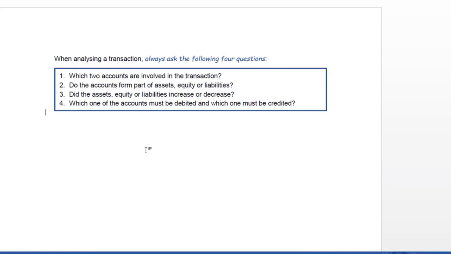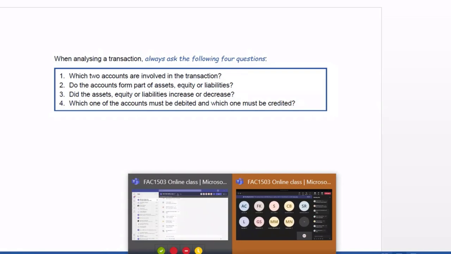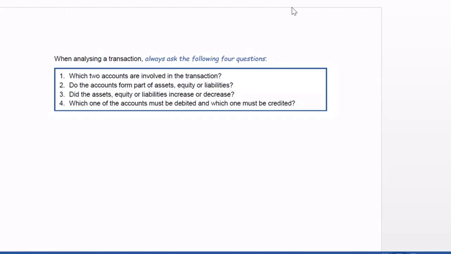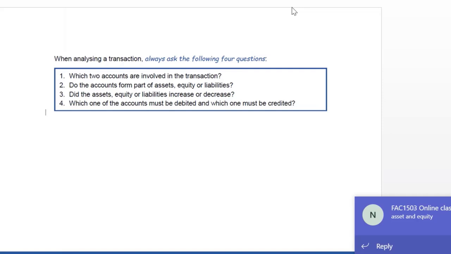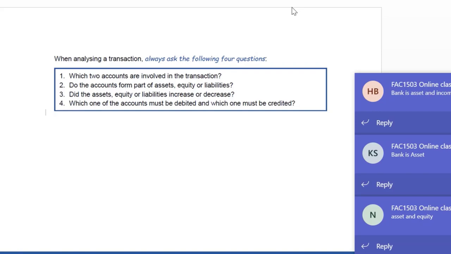So service rendered is what? Income. Money coming into the business. So it's income and bank. So number two is, do the accounts form part of asset, equity, or liabilities? So the other question, I see asset and equity. Ah, well done. Well done, guys.